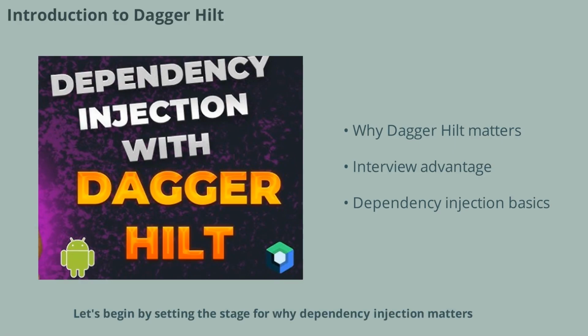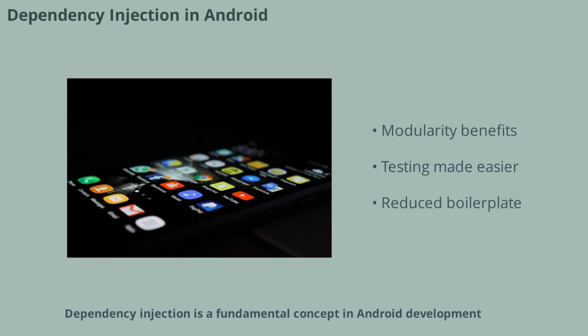Let's begin by setting the stage for why dependency injection matters and how Dagger Hilt fits into the bigger picture of Android architecture. Dependency injection is a fundamental concept in Android development, enabling developers to manage dependencies efficiently and promote code modularity. By decoupling components, dependency injection makes code easier to test, maintain, and scale. Dagger Hilt, as a library, streamlines this process, offering a more accessible and intuitive approach compared to traditional methods. In this scene, we'll discuss the importance of dependency injection and how Dagger Hilt has revolutionized the way Android apps are built, making it easier for developers to focus on core functionality rather than boilerplate code.